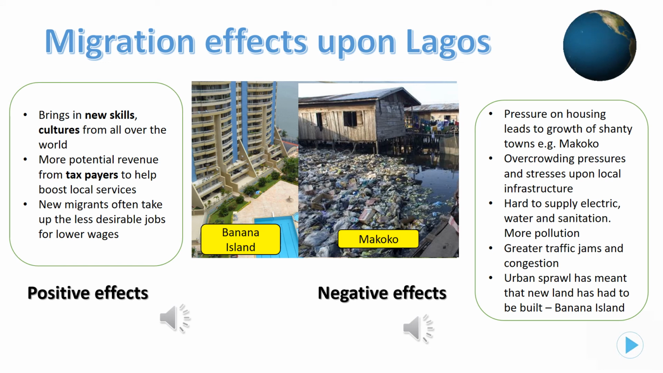This continued urban sprawl has even led to the authorities having to build out into the lagoon to create new land away from the squalor with places like Banana Island. These are just a few of the problems there. Pause the show and ensure you know about some of the positive and negative effects of migration upon Lagos.